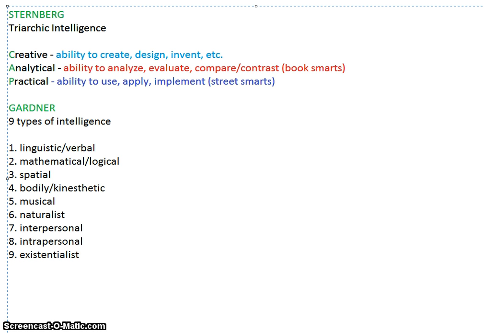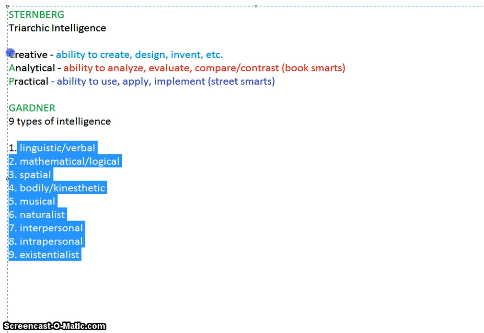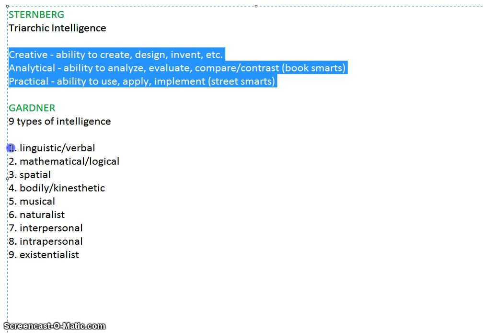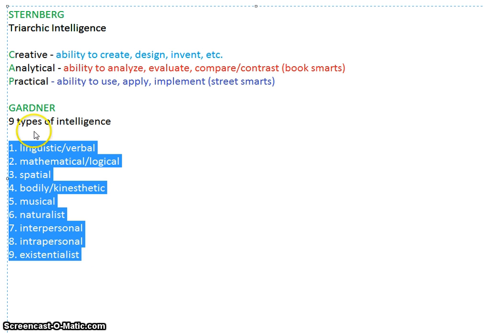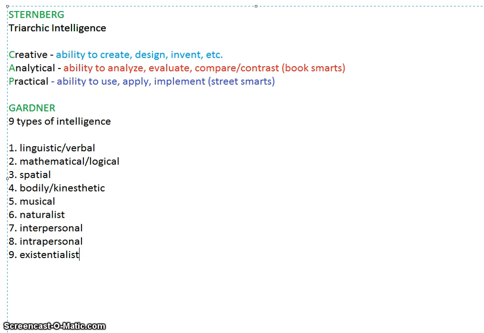Someone with high existentialist intelligence, this would be a good philosopher. This would be potentially a good theologian, someone who's able to think very abstractly, hypothetically, more in a philosophical way. So these are Gardner's 9. You do not need to memorize these 9. You do need to memorize Sternberg's 3, but you do not need to memorize Gardner's 9. And in class, we'll talk about how this connects with savant syndrome and how it connects to testing. So those are the two theories of intelligence that you need to know.